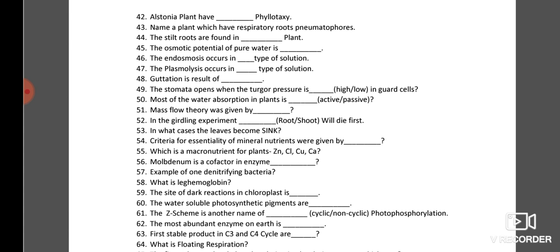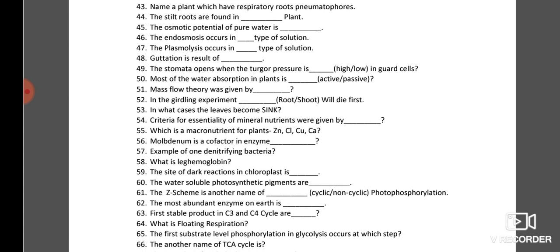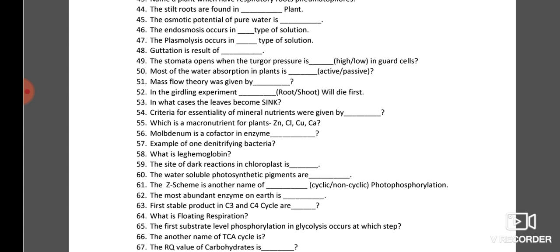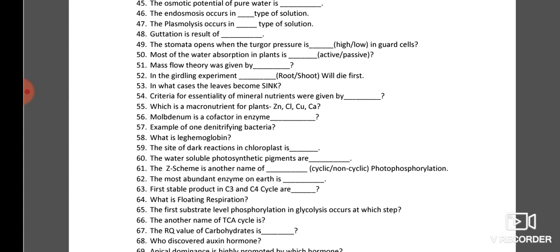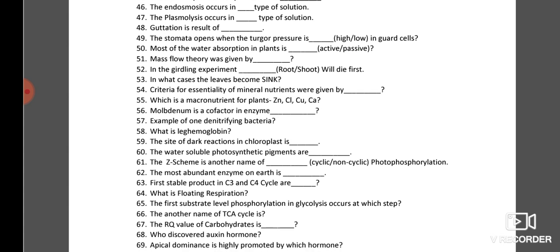49th question, the stomata open when the turgor pressure is high in the guard cells. So the answer will be high. Whenever the guard cells are turgid, they become wider and the stoma opens. Most of the water absorption in plants is passive. 95% of the water gets absorbed passively. Only 5% of the water gets absorbed actively.